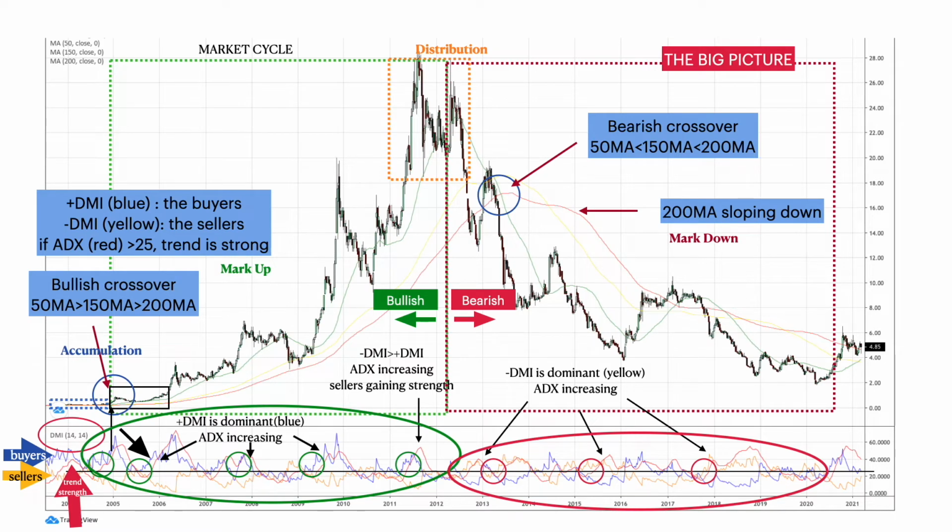Here's an example of a chart showing the market cycle with the bullish side, or the markup stage, and the bearish side, or the markdown stage. Note how in the bullish side, the positive DMI, or the blue line, is dominant, and the ADX is increasing. This shows that the buyers are strong. In the bearish side, the negative DMI is dominant. This is the yellow line. It also shows that the ADX is increasing, showing the strength of the sellers.